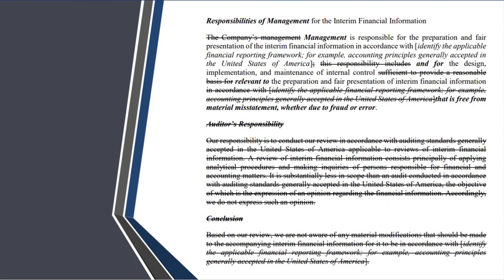We would then have a responsibilities of management section, basically explaining that they're responsible for fair preparation and fair presentation, and also for the design, maintenance, and implementation of internal controls relevant to the preparation and fair presentation. Then you'll notice that we would have to remove the auditor's responsibility section, since we have already really covered a lot of that in the basis section, and the conclusion has already been moved up to the results paragraph. So we would be wrapped at that point.